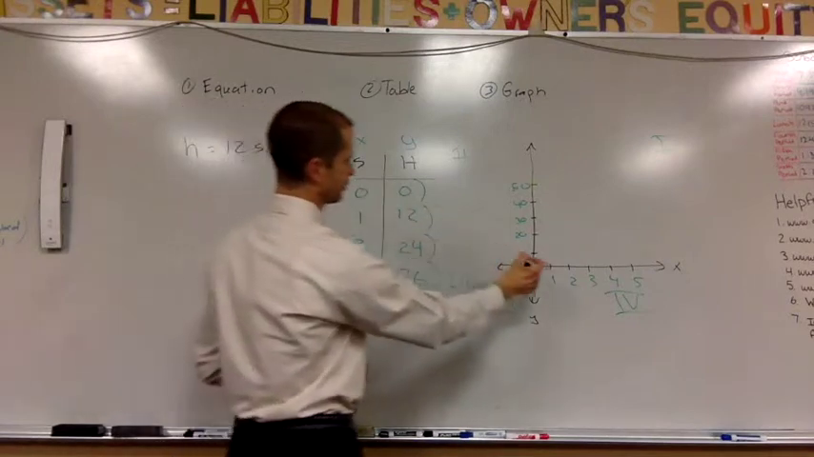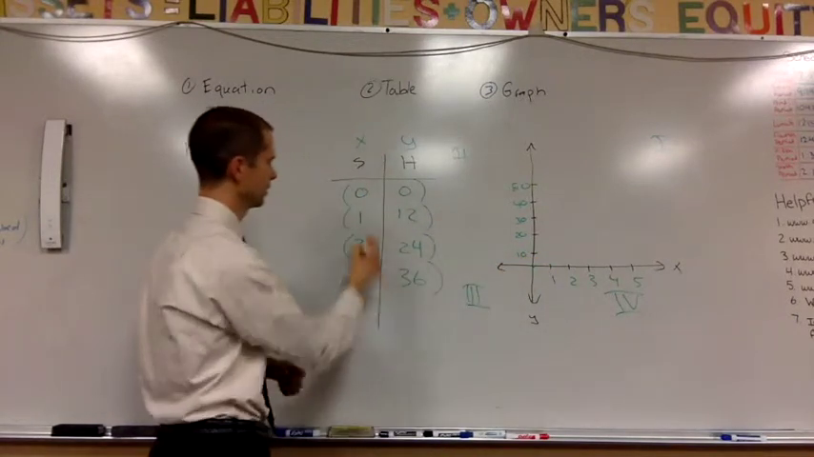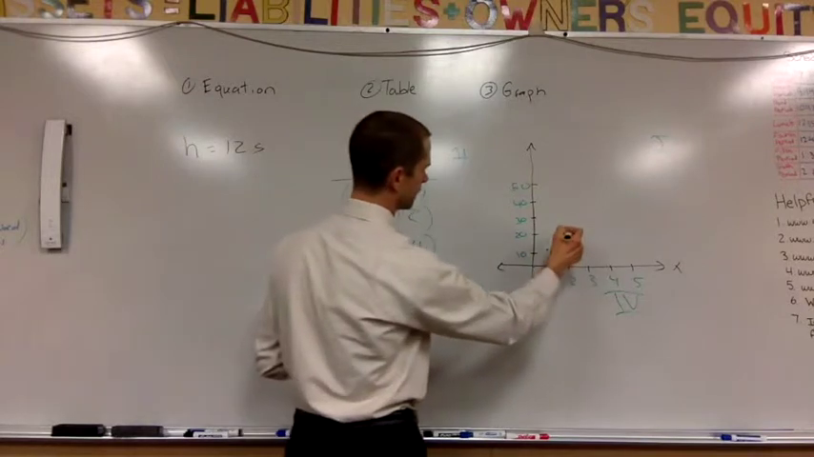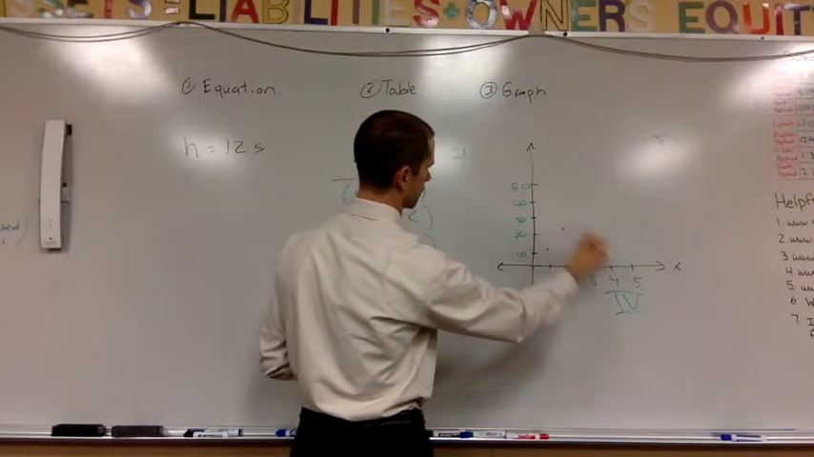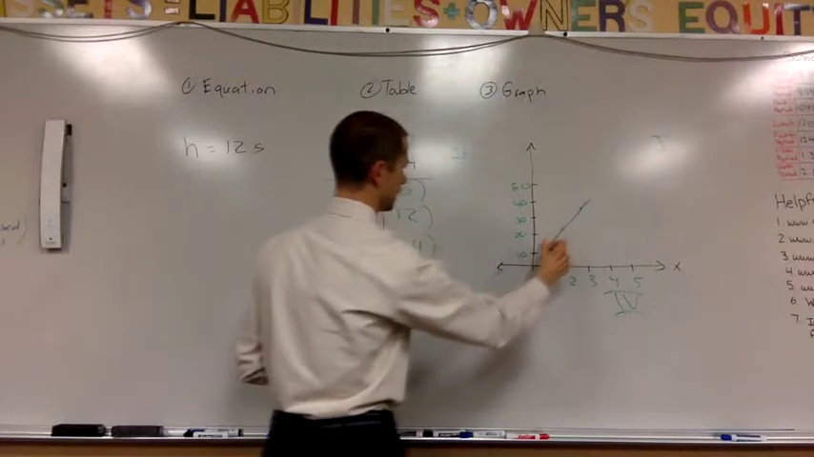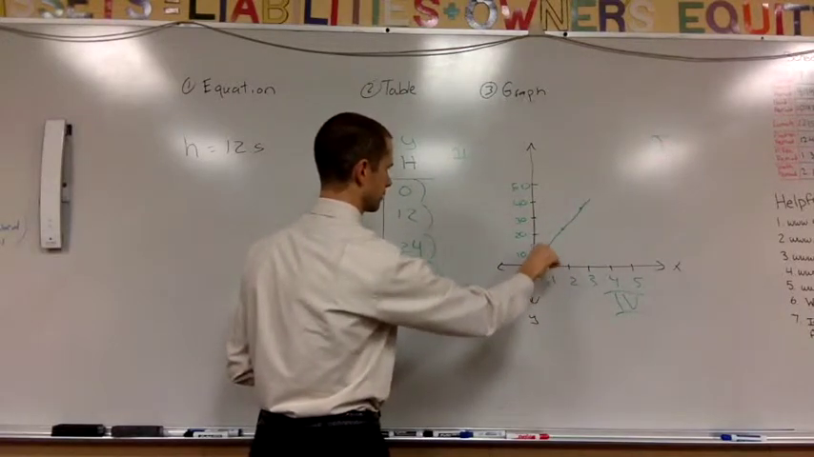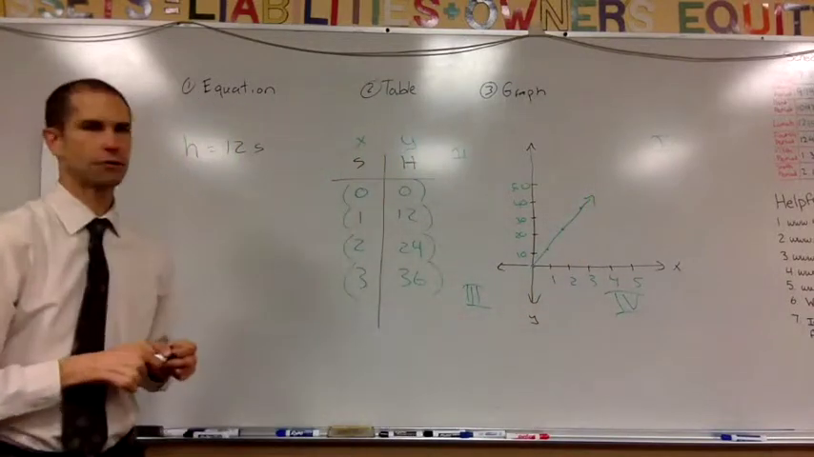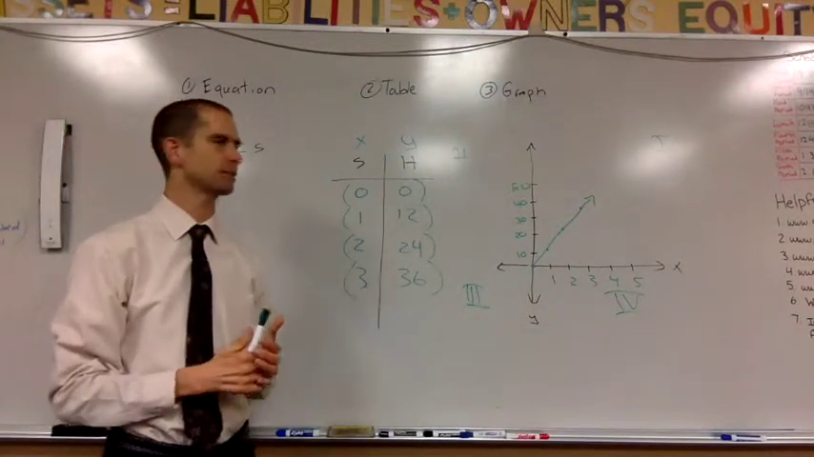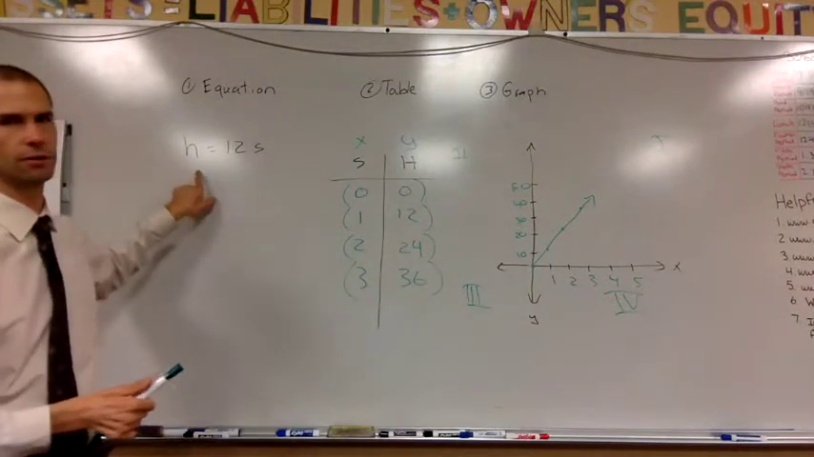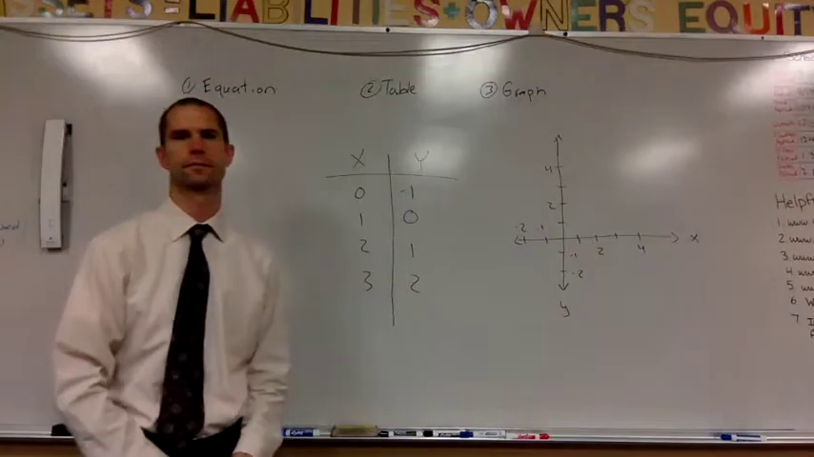Now we plot our first point at 0, 0. Our second point at 1, 12. 2, 24. 3, 36. And then we can draw a straight line connecting them. Now we have a graph that is going to give us a visual representation of the data in our table that was gathered based on the equation.